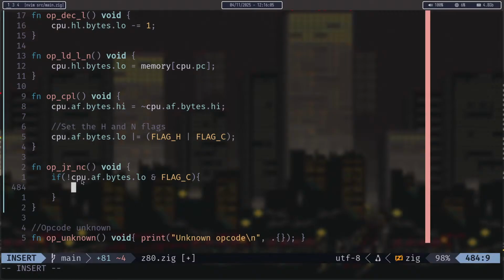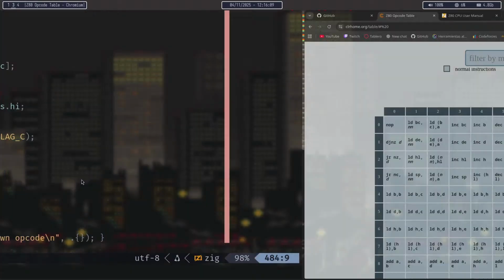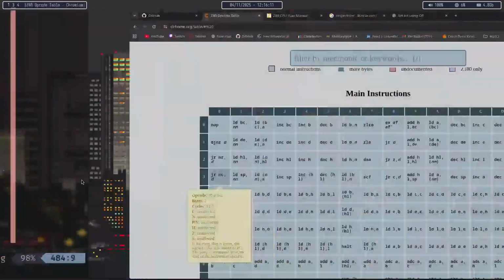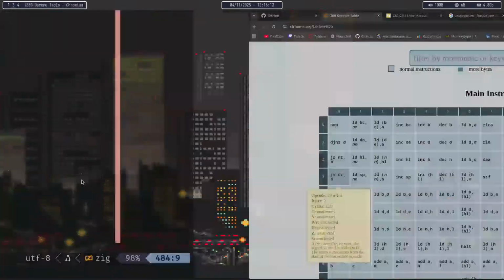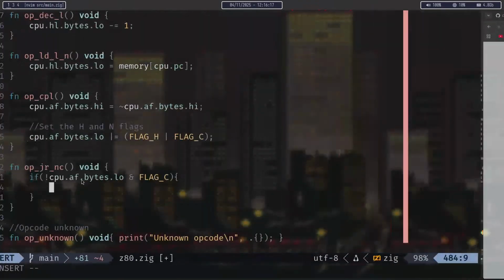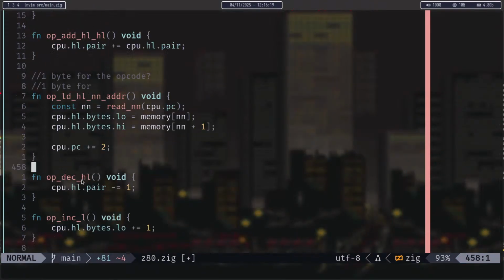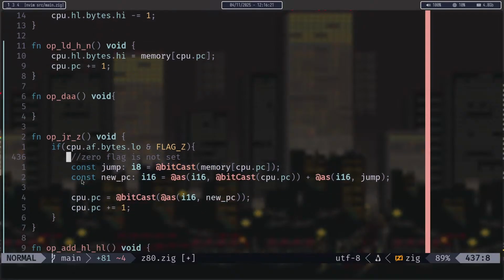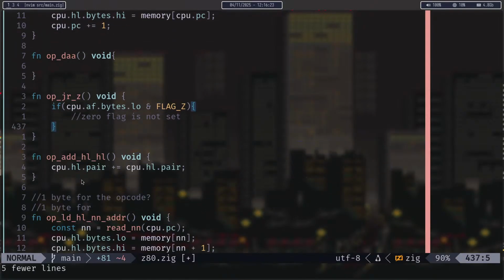Okay, so if this is the case, then I have to jump, basically. Okay. Shouldn't be that far up.